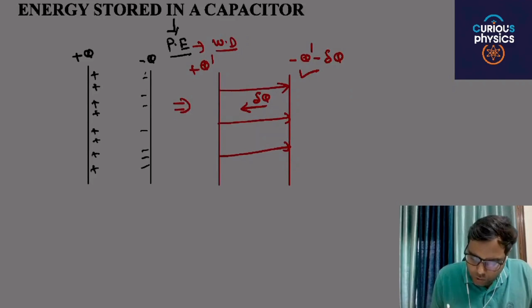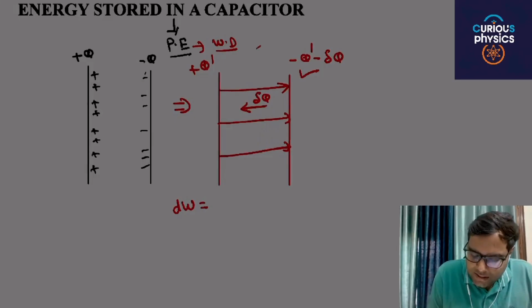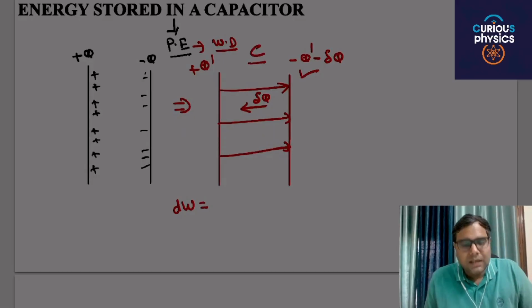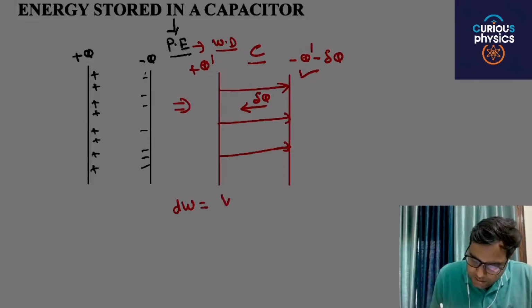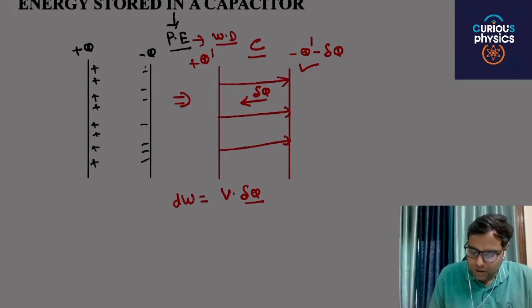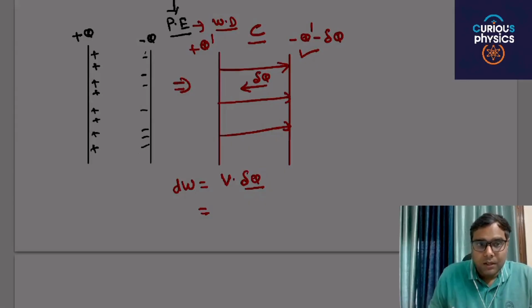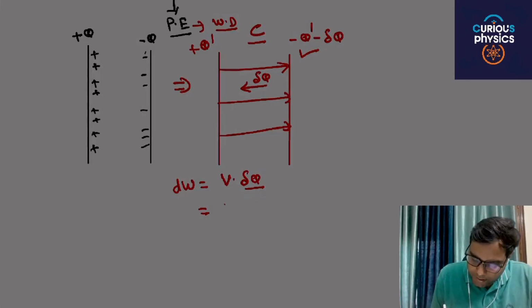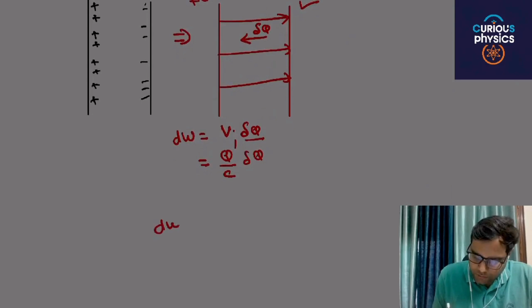Then the small amount of work done to move a charge from this point to here will be, and here let's say the capacity is C. Then this amount of work done will be the potential difference into this small charge, and the potential in this intermediate condition will be Q dash by C. And to find the amount of work done, you have to integrate.